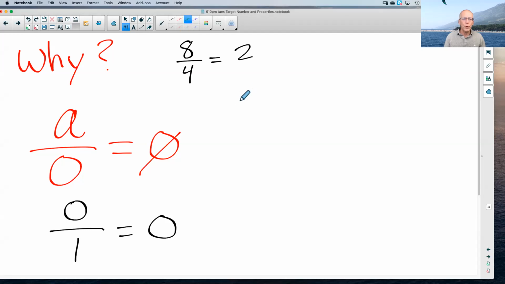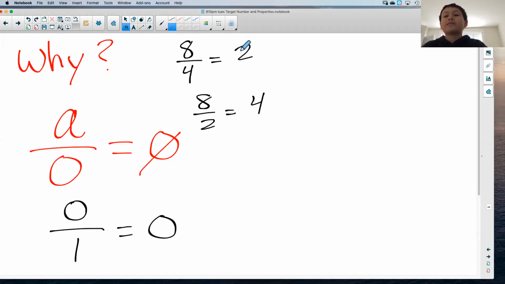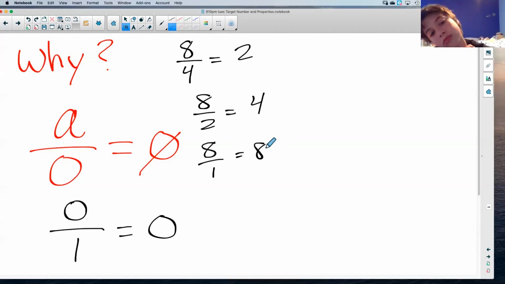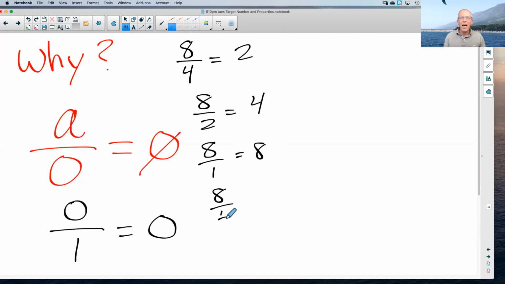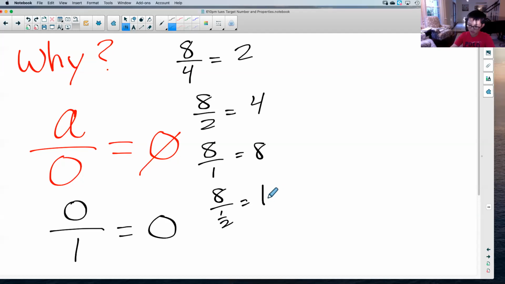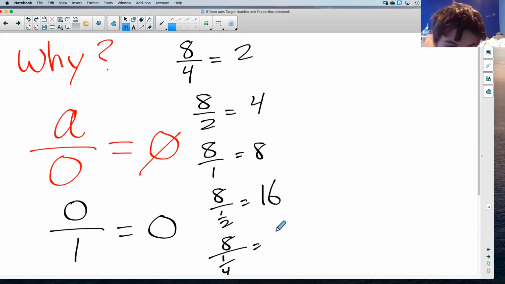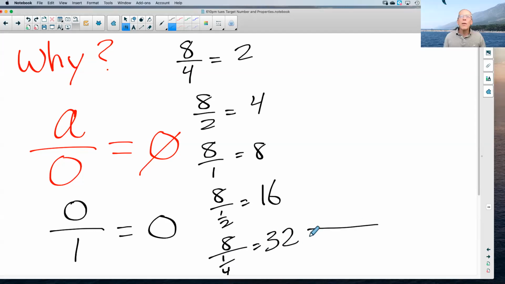This is my proof. You guys ready? So everybody say it out loud. 8 divided by 2 is what? 4. So 8 divided by 4 is 2. 8 divided by 2 is 4. 8 divided by 1 is? 8. 8 divided by a half is? 16. Divided by a quarter is? 32. So guys, do you see that we are approaching positive infinity here?